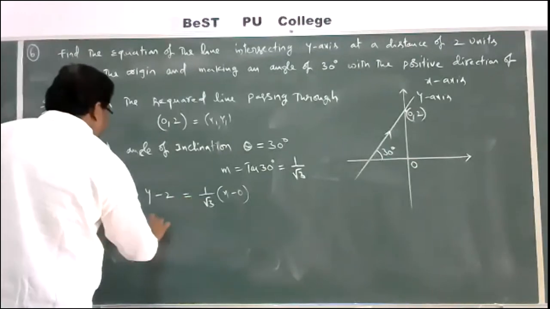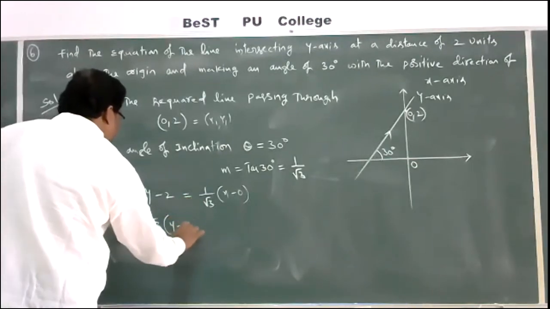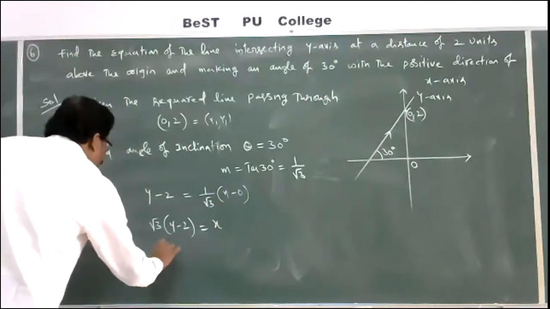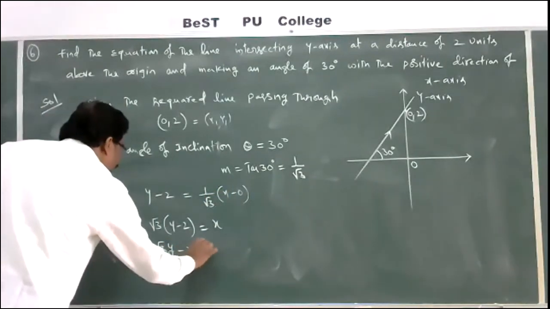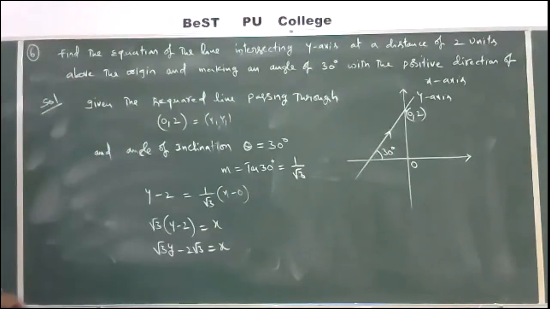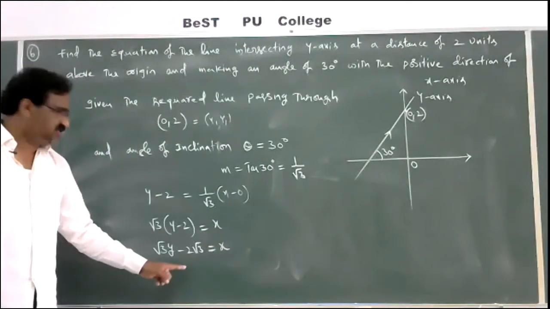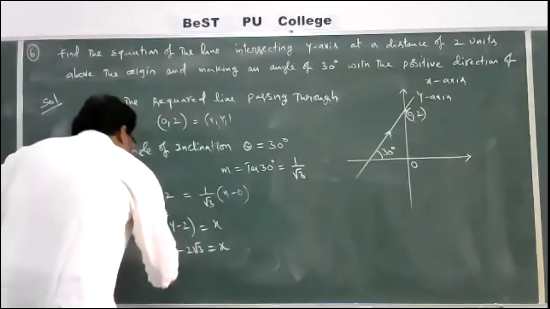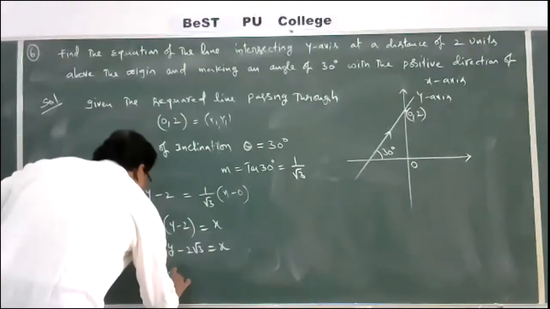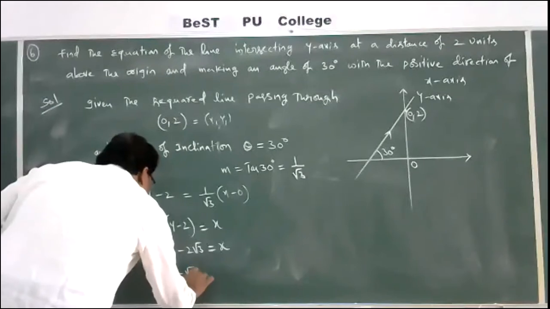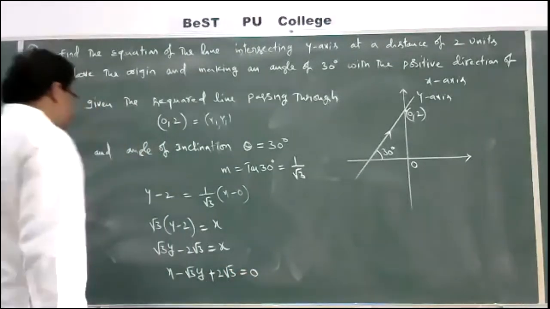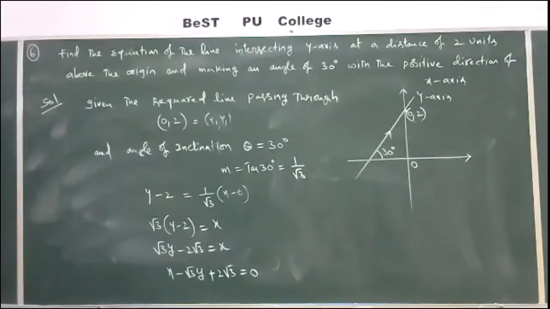Cross multiplication: root 3 into y minus 2 is equal to x here. Root 3y minus 2 root 3 is equal to x. That is, you bring these two terms to the side: x minus root 3y plus 2 root 3 is equal to 0.